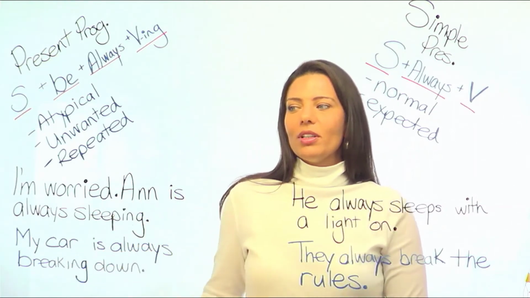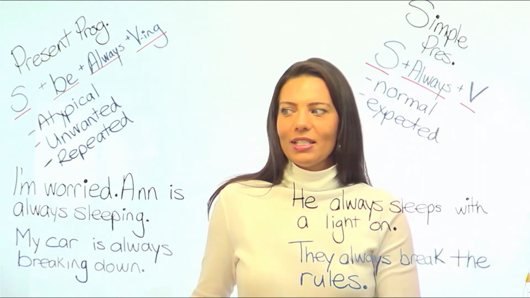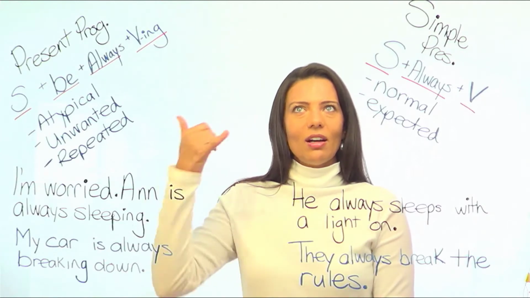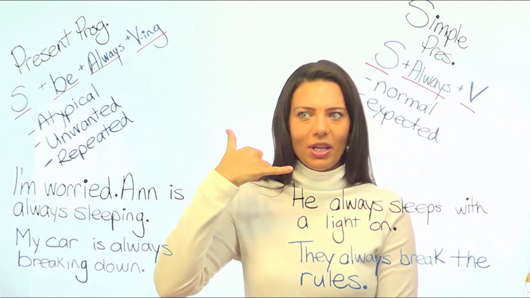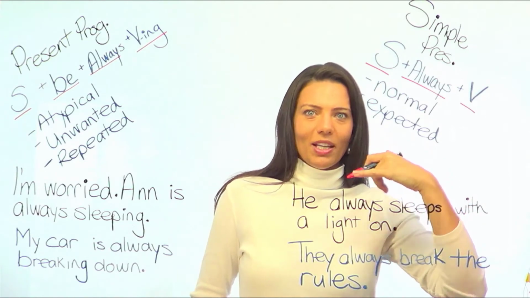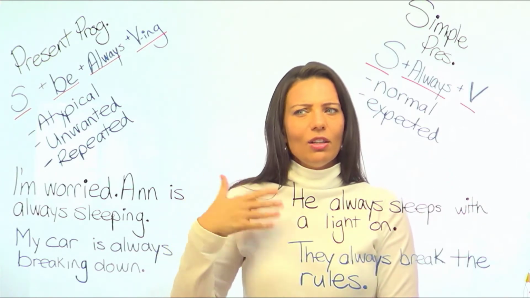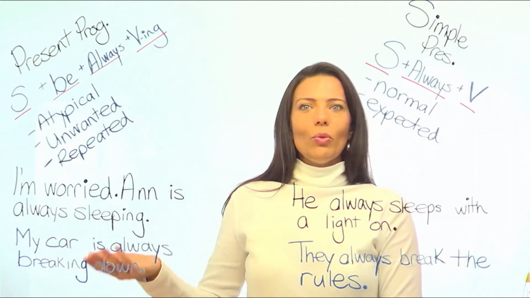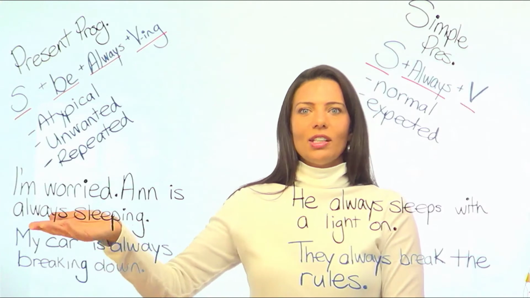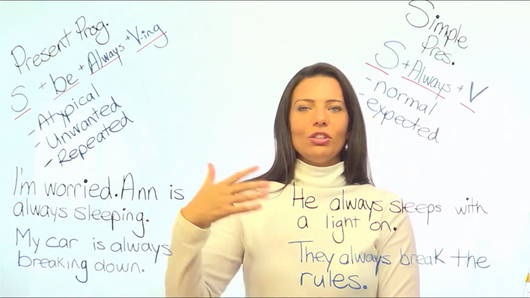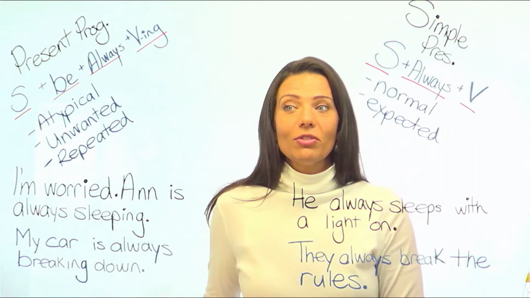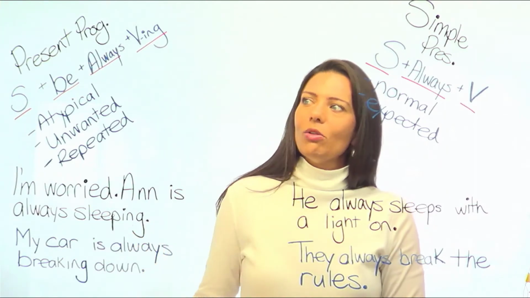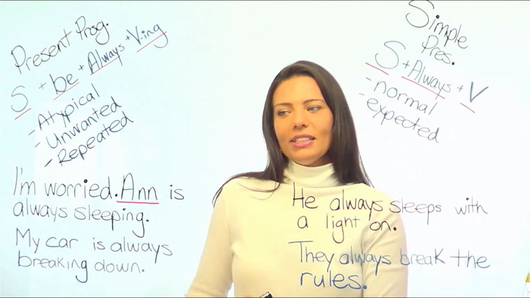In the first example, I'm just going to read this for you. It says, "I'm worried. Oh no, Anne is always sleeping. I called her this morning and she was sleeping. I called her this afternoon and she was sleeping. I called her after dinner and she was sleeping." So this kind of situation is repeating itself. It's not normal. Usually Anne wakes up in the morning and she does her work during the day, or she goes outside and she does a variety of different things, but she's not sleeping during the day. So now when I'm calling her, I'm like, oh, wait a minute, why is she sleeping? That's not normal.